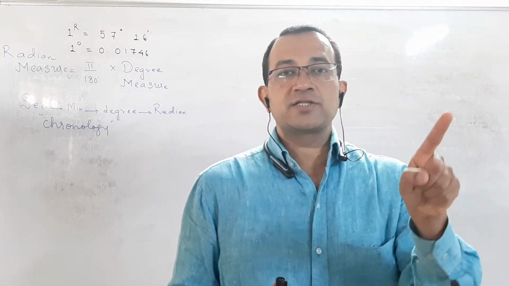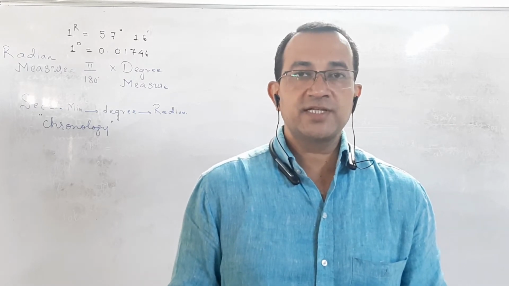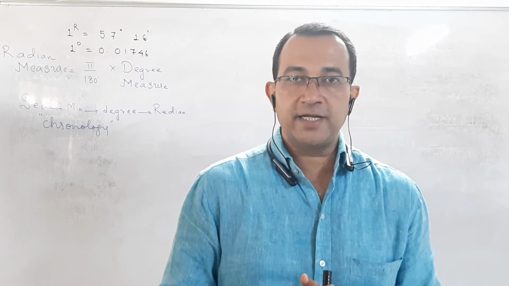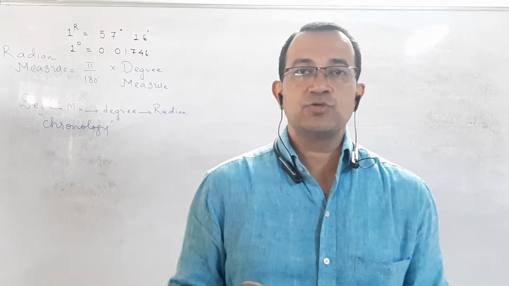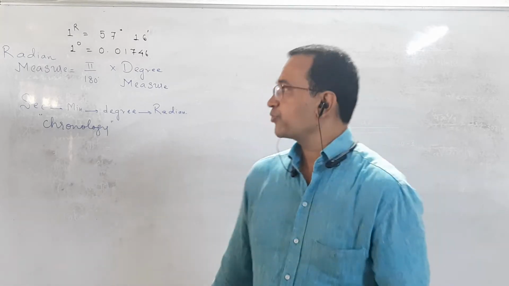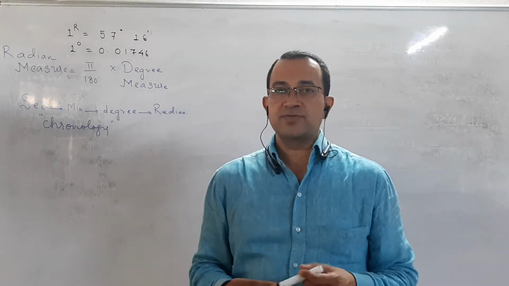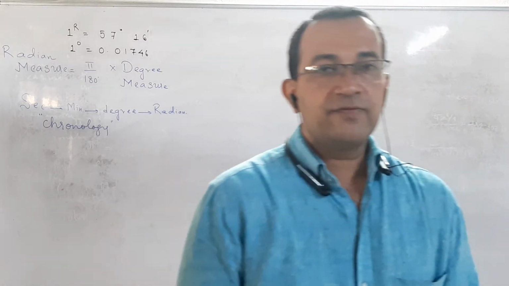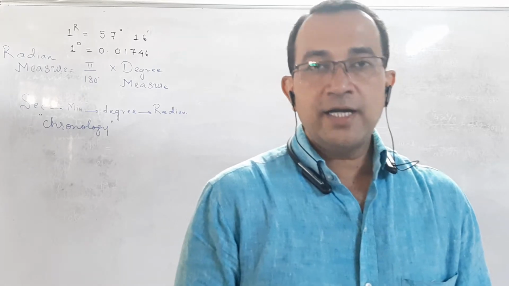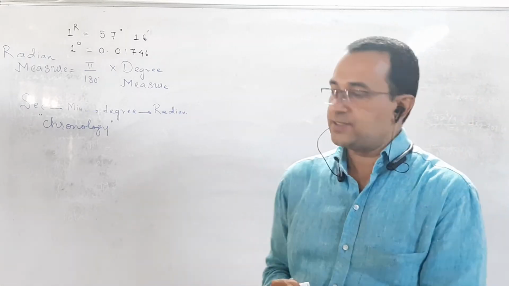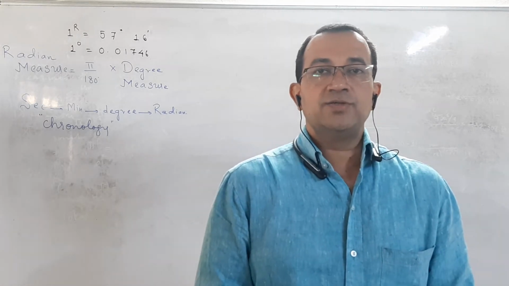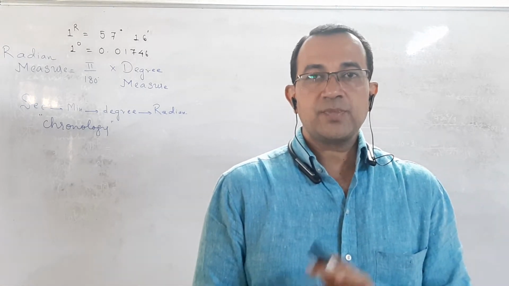Then one full rotation in degree measure is 360 degree and one full rotation in radian measure is 2 pi radian. So 2 pi radian is equal to 360 degree. So pi radian is equal to 180 degree. Then we also discussed these results. 1 radian is approximately 57 degrees 16 minutes and 1 degree is approximately 0.01746 radian. This we already studied.